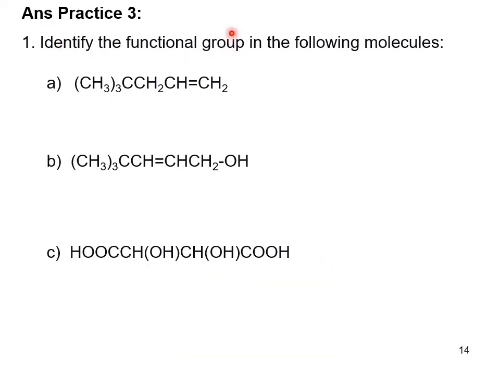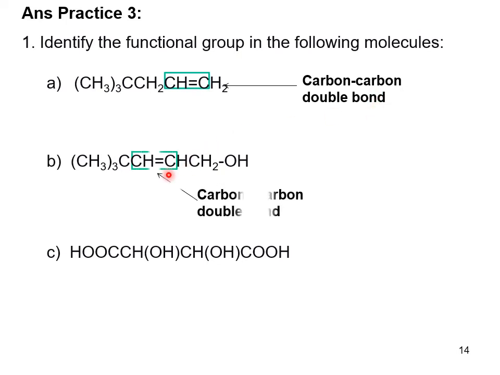Identify the functional group. So you have to know, right? Functional group is different from class of compound and homologous series. Homologous series is equal to class of compound, but functional group is different. Let's check for 1A. So C double bond C, alkene. The functional group is carbon-carbon double bond. Next, C double bond C as well, carbon-carbon double bond. Homologous series is alkene. And OH, hydroxyl. The functional group is hydroxyl. The class of compound or homologous series is alcohol.